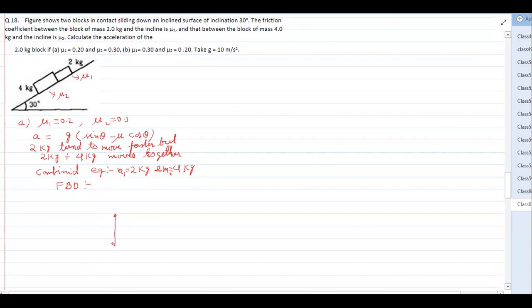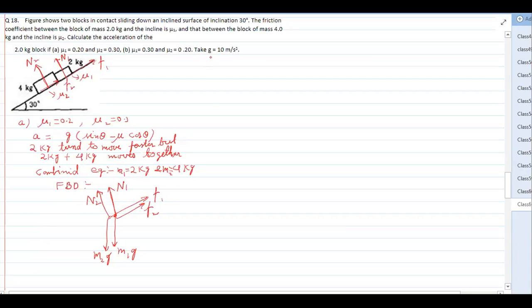For the 2 kg, that is M1g, then for the 4 kg, M2g, then normal. Both the objects will have normal, N1 for mass 1 and N2 for mass 2. Then the friction F1 and F2. So these are the forces. Okay, now we will write the equation.